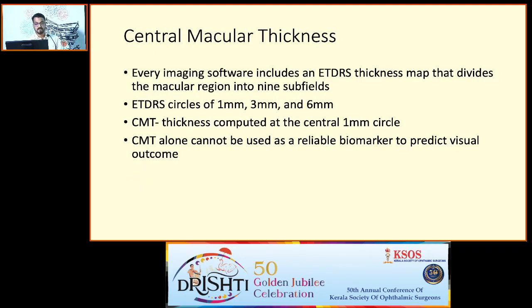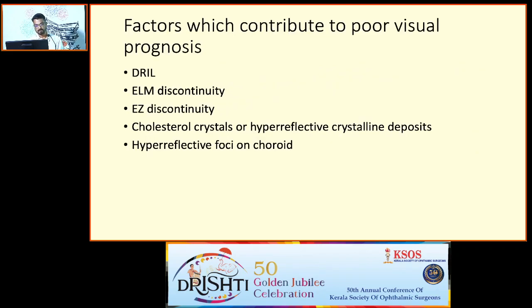Central macular thickness is the most commonly used biomarker to diagnose, to take a treatment decision, and to see the follow-up. But CMT alone cannot be used as a reliable biomarker to predict visual outcome. So, which are the biomarkers which contribute to poor visual prognosis, or poor prognostic biomarkers?